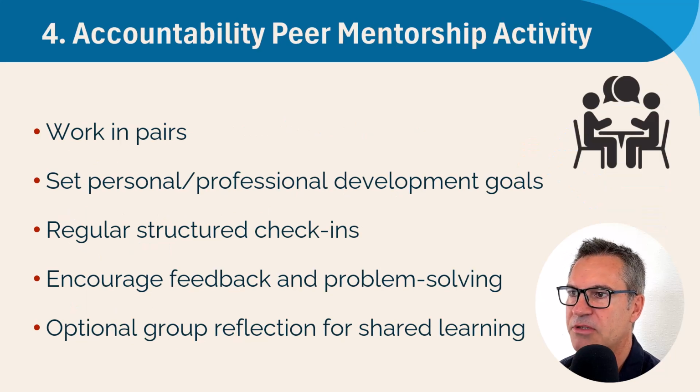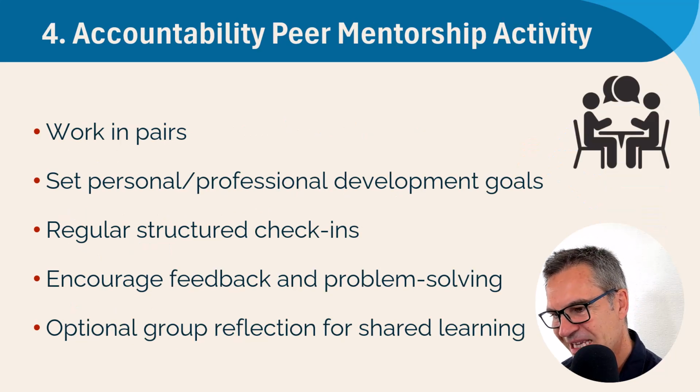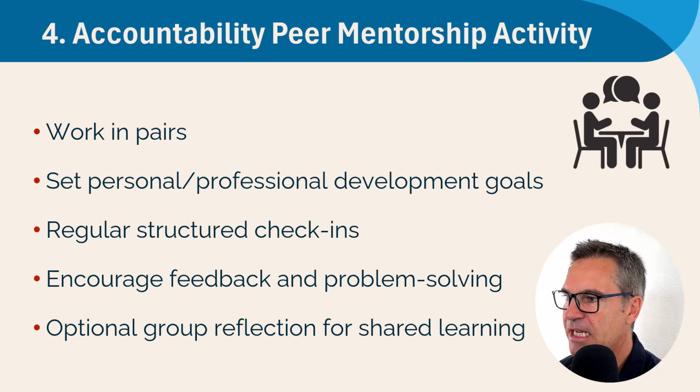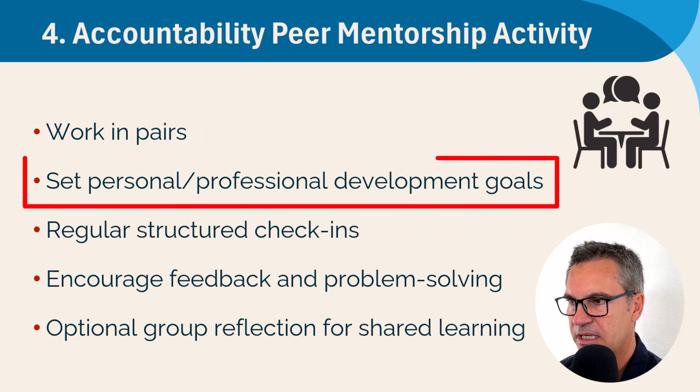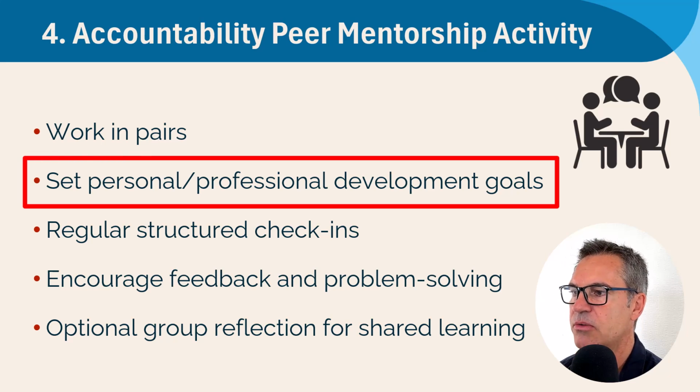Activity number 4, accountability peer mentorship. This is less so an activity that starts and ends within the one training session, but this is more of a longer term activity. So if you're having regular training sessions, this is very, very good. So what you're going to do is match people into pairs. Ideally, they will have complementary skills, so they will be able to work well together. Have them set clear goals that they want to achieve in their work, or if you need to, in their personal life, but clear goals that they want to achieve.